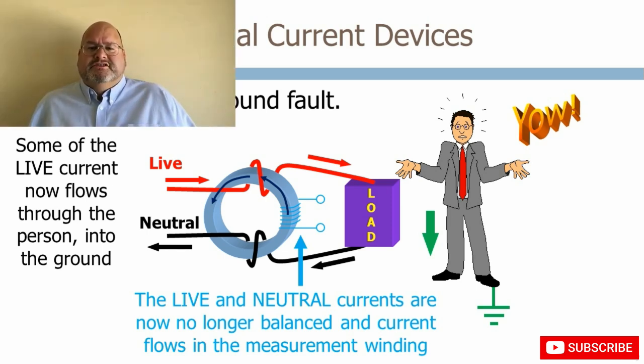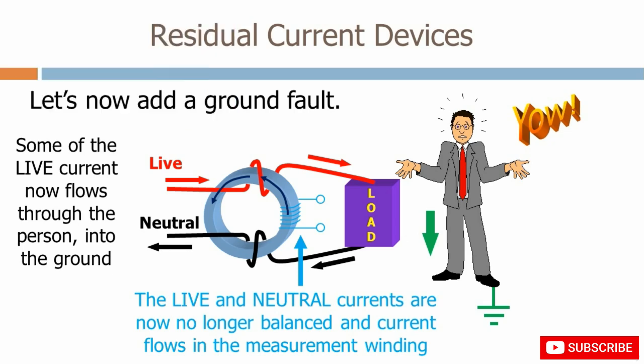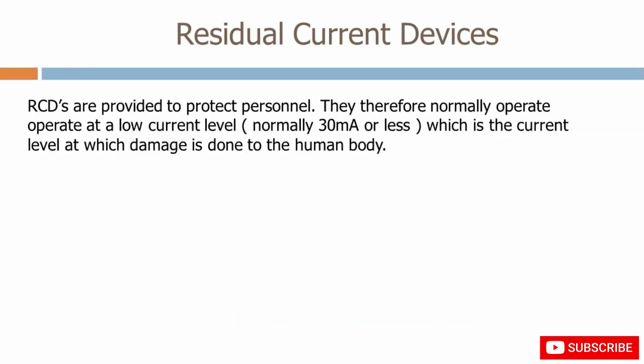Residual current devices are a very simple and quick way of detecting any electrical fault. When the system is healthy, no current appears on the detection winding. As soon as a fault occurs and some current starts leaking out, the detection coil will go out of balance and current will flow. RCDs are provided to protect personnel. They therefore normally operate at a low current level, normally 30 milliamps or less, which is the current level at which damage is done to the human body.